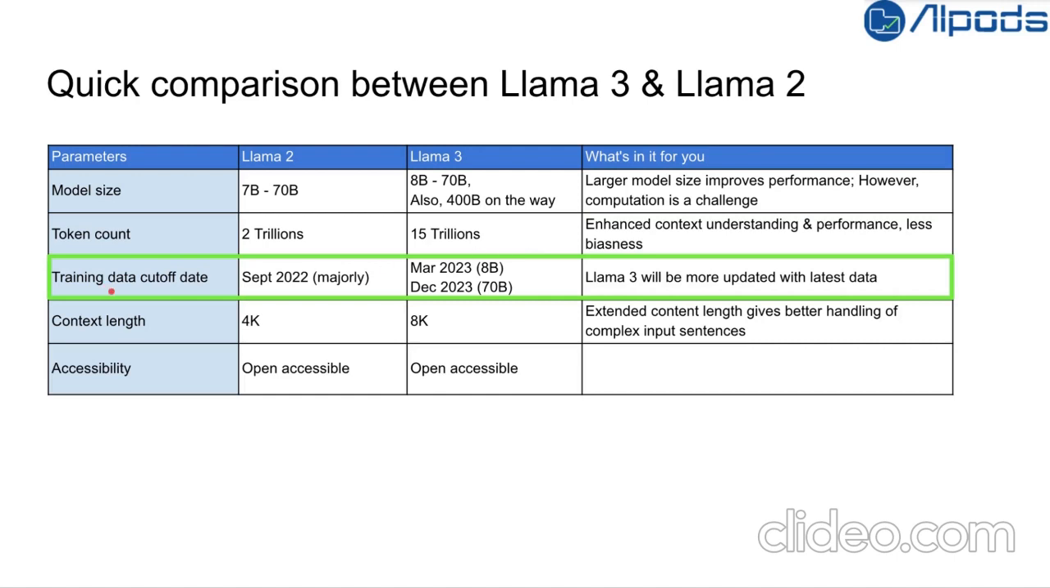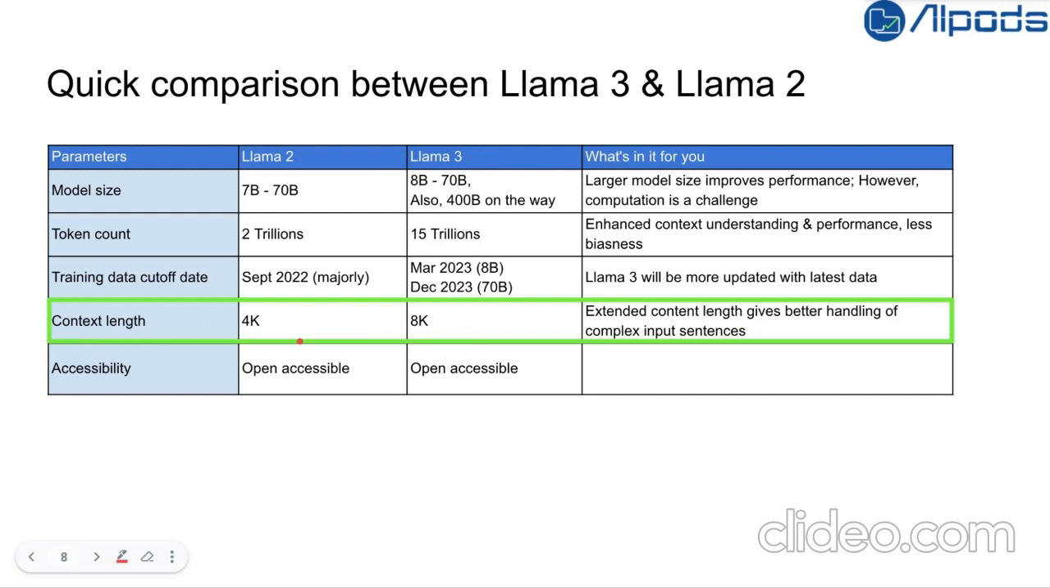Now, talking about the training data cutoff, Llama 3, as you can see, is more up to date in comparison to Llama 2, and more up to date means more accurate results. So that is also a major advantage. Now, in terms of context length, Llama 3 can handle 8K of context length, which is almost double the capacity of Llama 2.